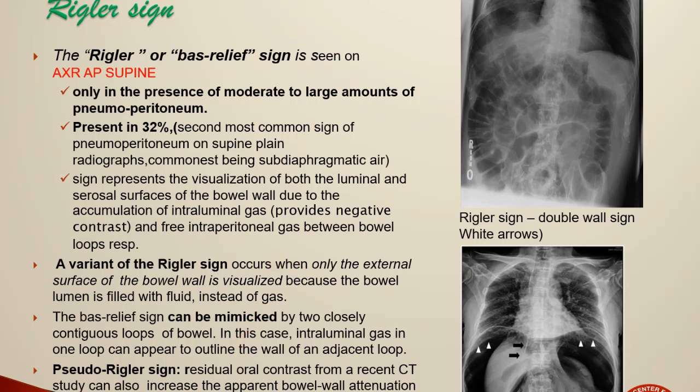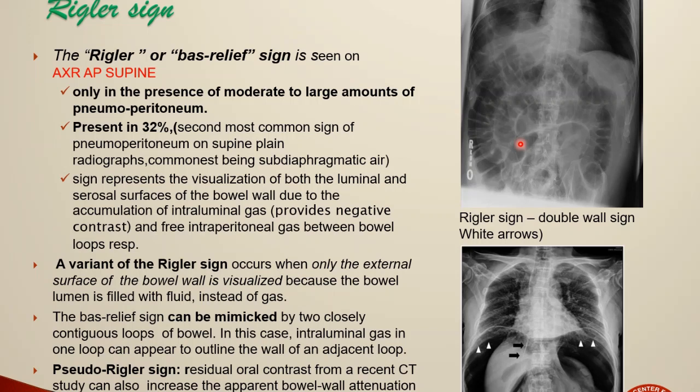See these white arrows? So you can see both. You can see the outer and the inner. That is the double wall sign. Here also you can see the double wall sign. See both the signs. Now there is a variant of the Rigler sign, which occurs when only the external surface of the bowel wall is seen. Suppose instead of air inside the lumen, it is filled with fluid. So you'll not be able to see the inner wall. You'll only see the outer wall because of gas in the peritoneal cavity. So that would be a variant of the Rigler sign.